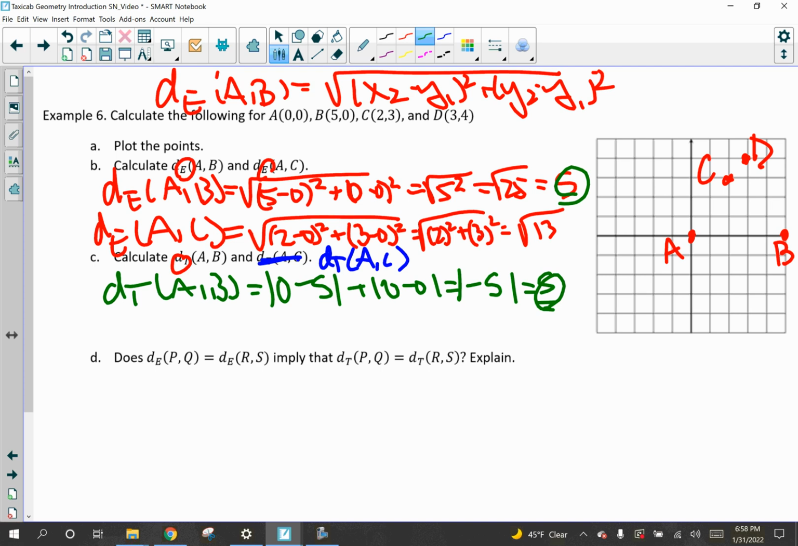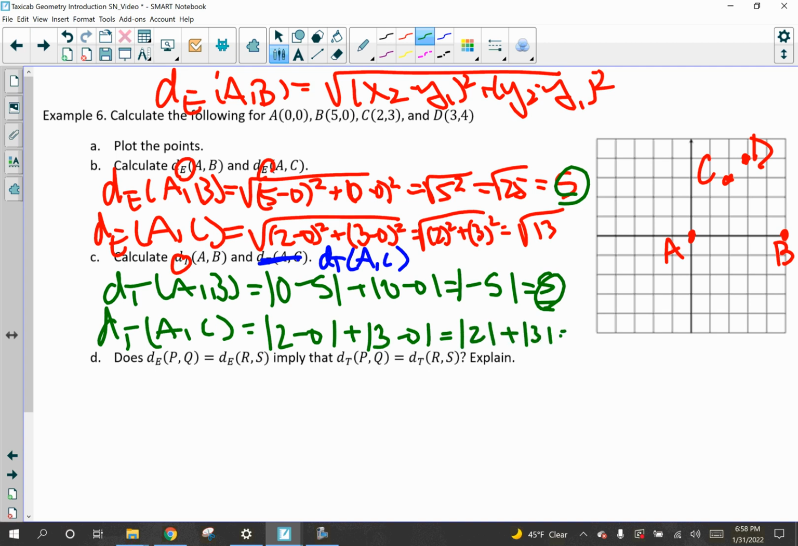Okay, and then let's find the taxicab distance between A and C. We have the absolute value of 2 minus 0 plus the absolute value of 3 minus 0. 2 minus 0 is 2, plus 3 minus 0 is just 3, which gives us 5. So the issue is right here and right here. They do not equal each other.